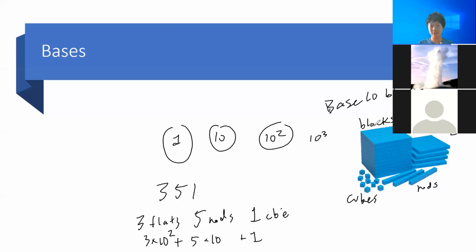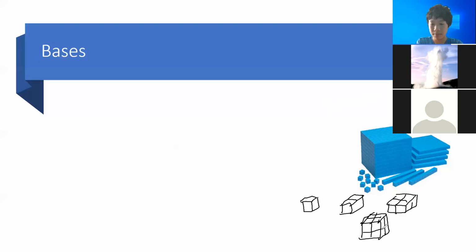All right, but we don't always use base 10 in math. For example, computers run on base 2. So what does this mean? If we use base 2, this means that the cubes are still 1, but the rods are going to be only 2 long. The flats are only going to be 2 by 2, like this. And the big blocks are only going to be 2 by 2 by 2.